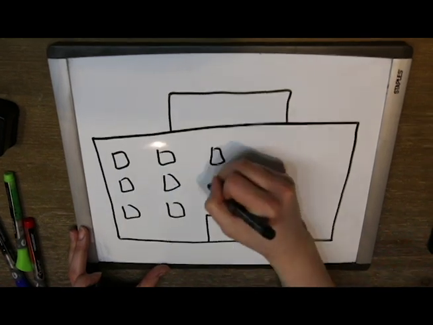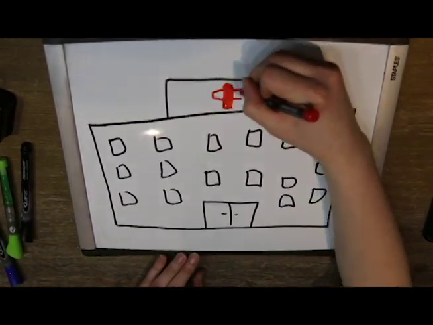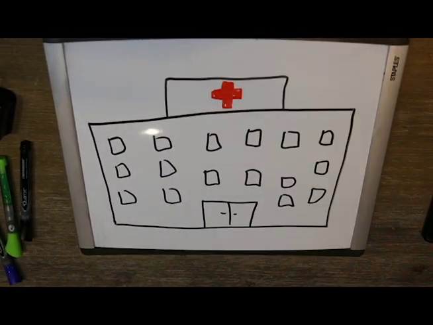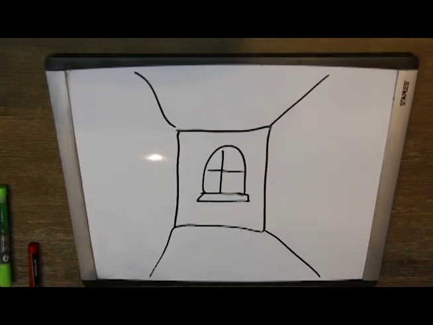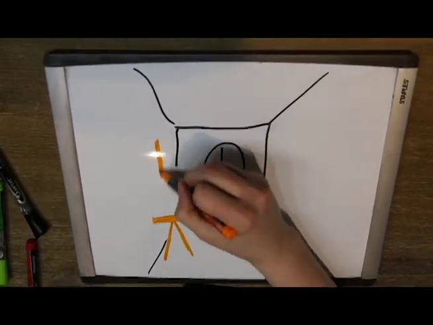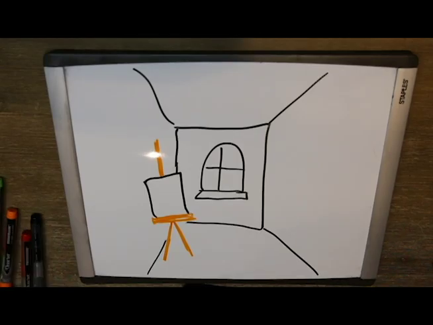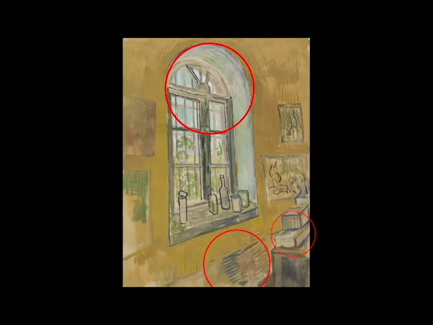The piece Window in the Studio was painted while Van Gogh was staying in a mental institution in Saint Remy. There he was provided an extra room to use as a studio, which became his subject for his painting. Van Gogh used line to create contour shapes in his work Window in the Studio. The form in the painting had minimal shading.